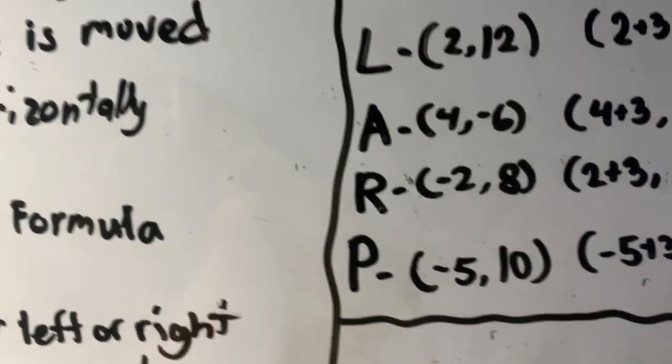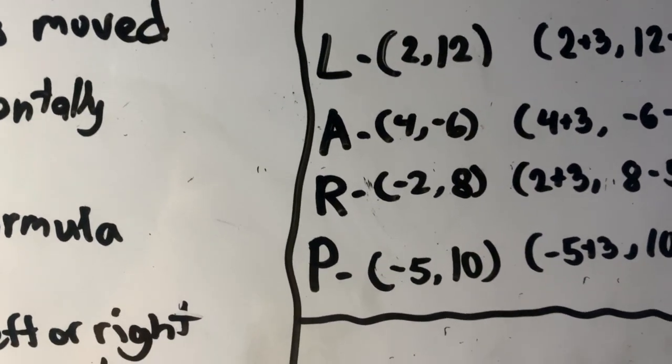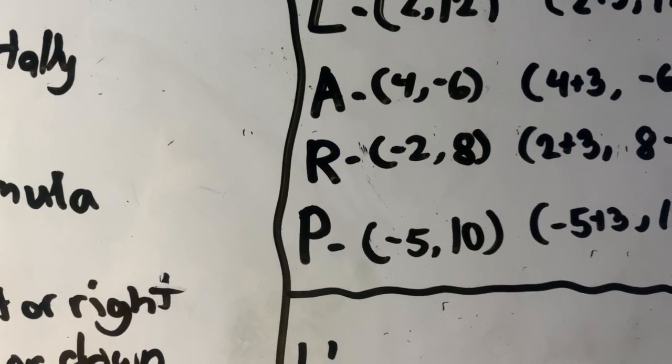Here's the given: L is 2 and 12. A is 4 and negative 6. R is negative 2 and 8.